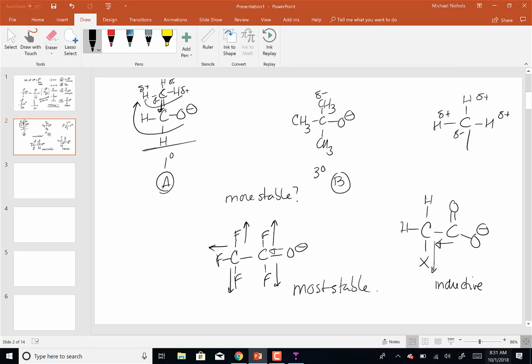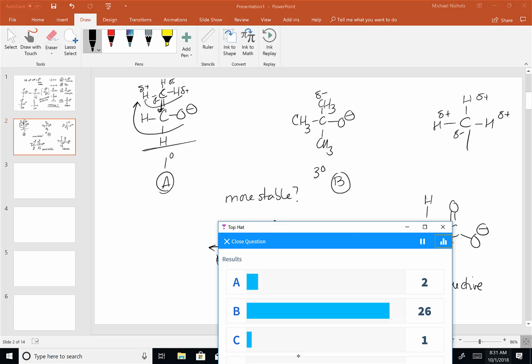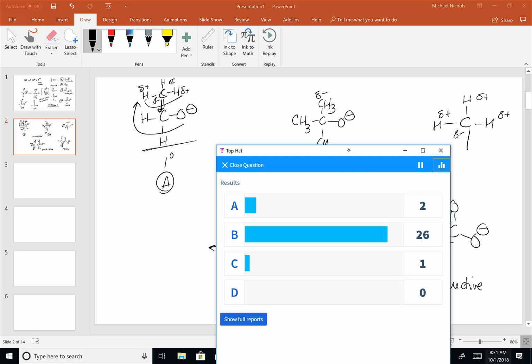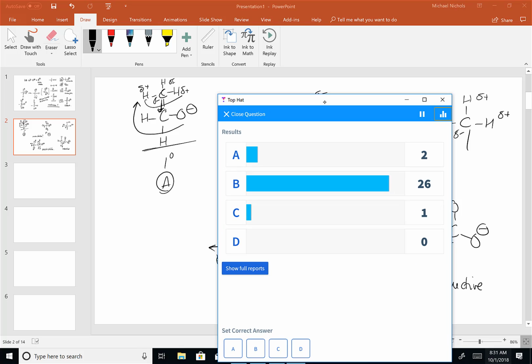So what was the correct answer here of A and B? What's most stable? A. Because A only has one alkyl group, whereas B has 3. Right. So the correct answer was, where's my correct answer?